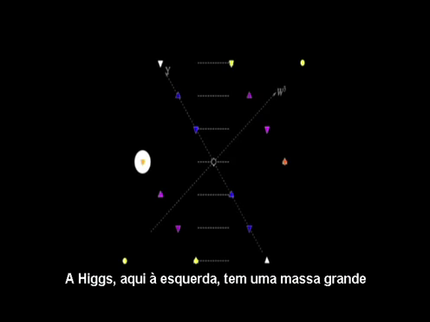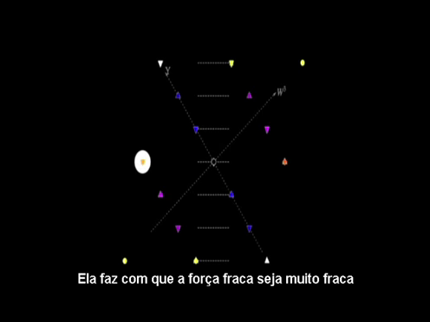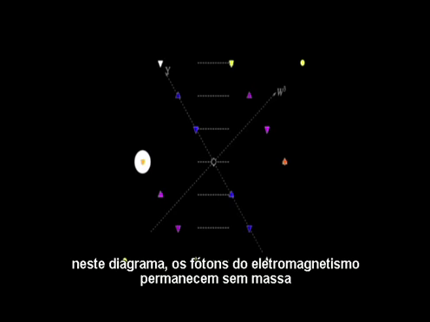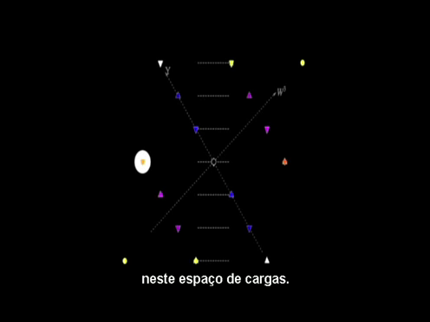The Higgs, over here on the left, has a large mass and breaks the symmetry of this electroweak pattern. It makes the weak force very weak by giving the weak particles a large mass. Since this massive Higgs sits along the horizontal direction in this diagram, the photons of electromagnetism remain massless and interact with electric charge along the vertical direction in this charge space.